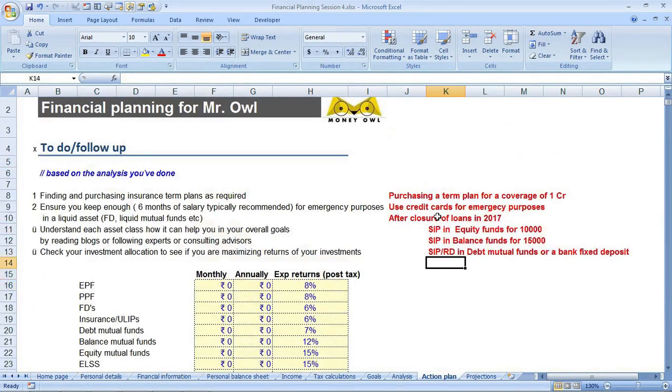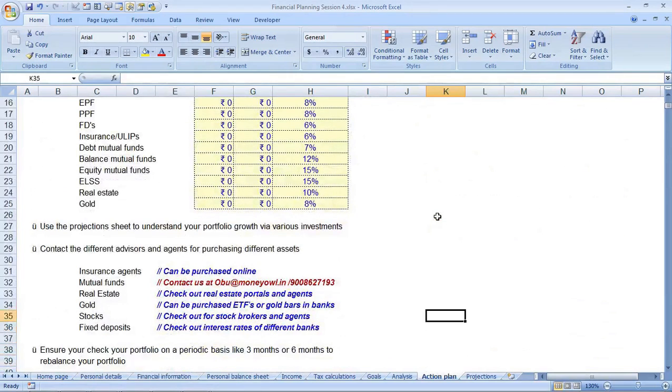So now we have a plan ready. So now he has an action plan ready. For him, the immediate thing is to first purchase a term loan, pay off his loans till 2007, and once in 2007 till 2017 pay off his loans, and in mid 2017, once the loans are closed, start investing for the longer term. And this is just an overview.